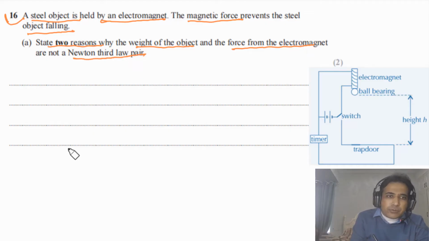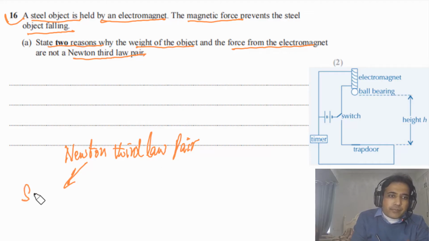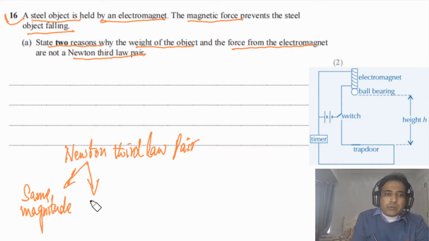So first of all, we need to understand a little bit about Newton's third law pair, because your concept first of all has to be clear. The first thing: Newton's third law pair forces should have the same magnitude and opposite direction.